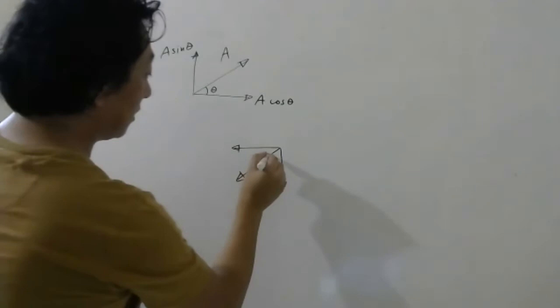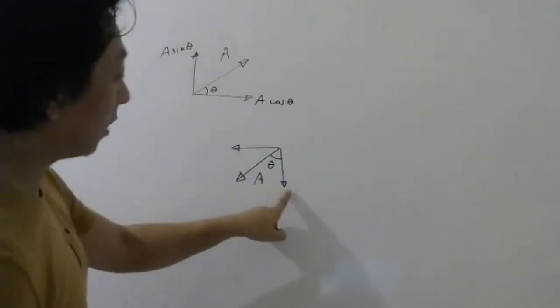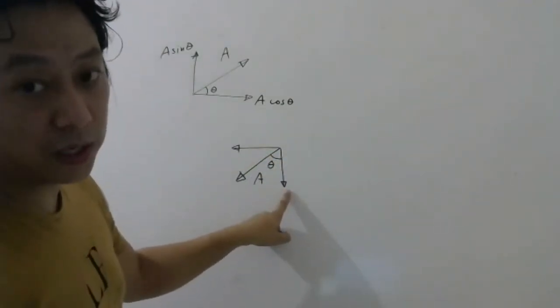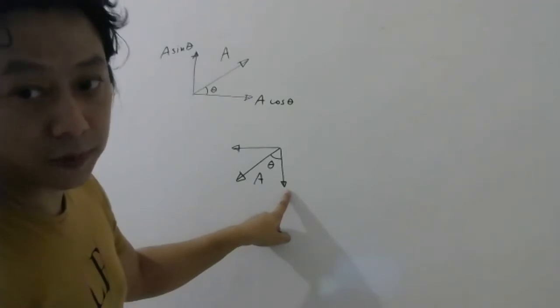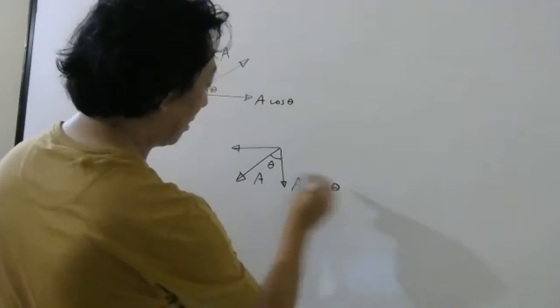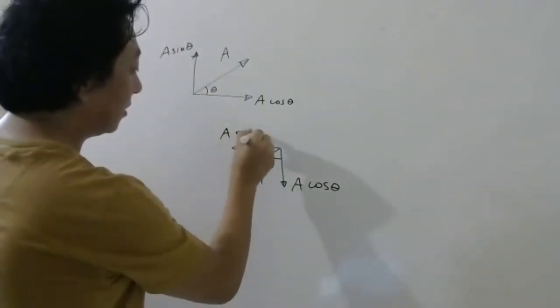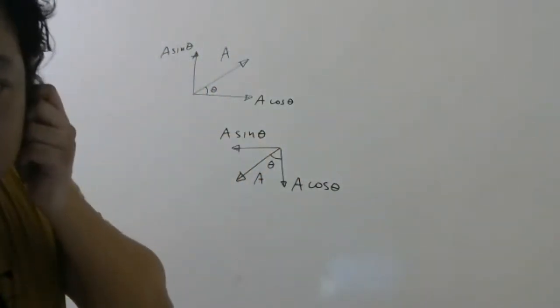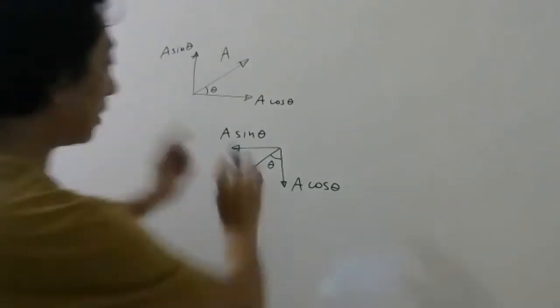Now let us say this is theta. Then this will be what? Answer quickly. Cos alone you should not write, but A cos theta. And this will be A sin theta. So adjacent is always A cos theta. Okay. So like this you can do, right?